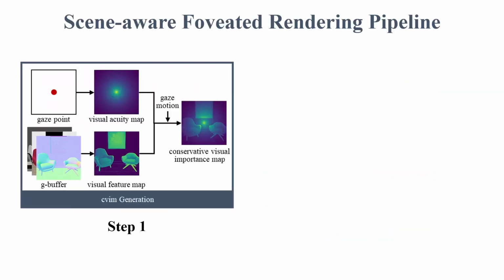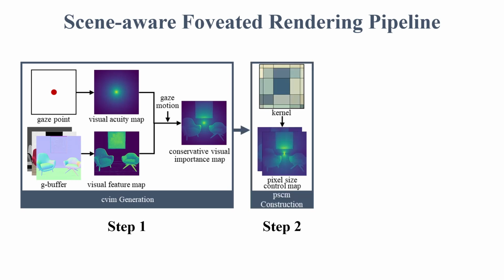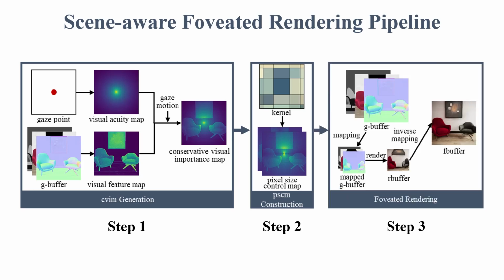Our method has 3 steps. The first step is the conservative visual importance map generation. The second step is the pixel size control map construction. The third step is the foveated rendering.